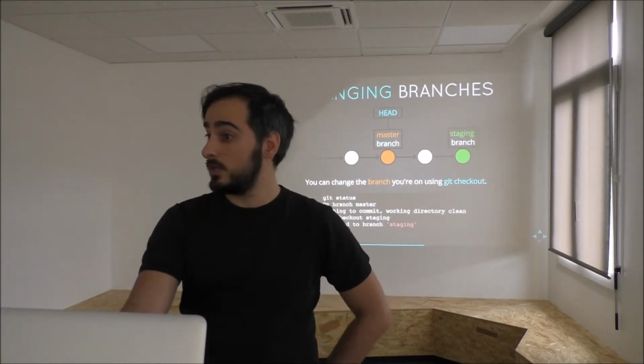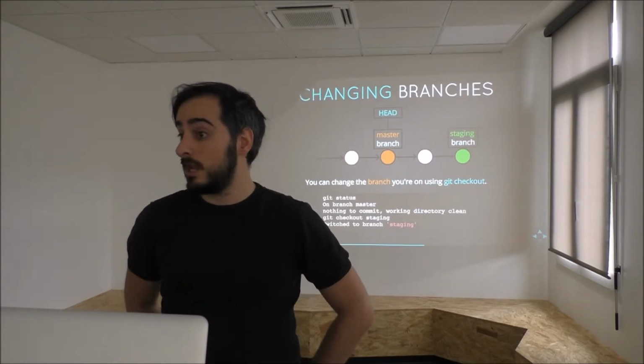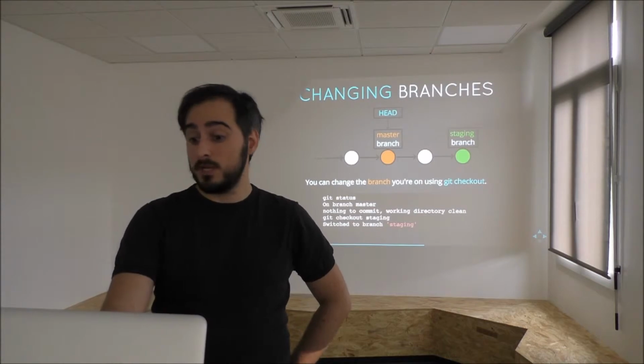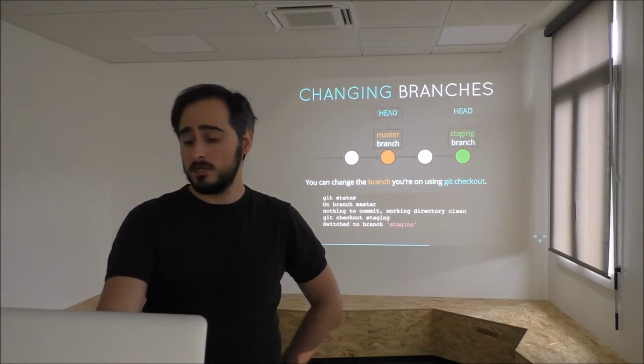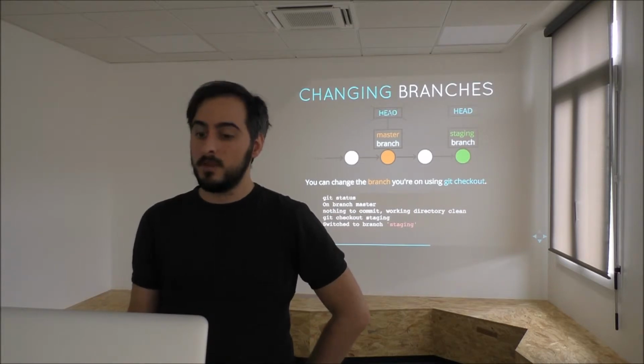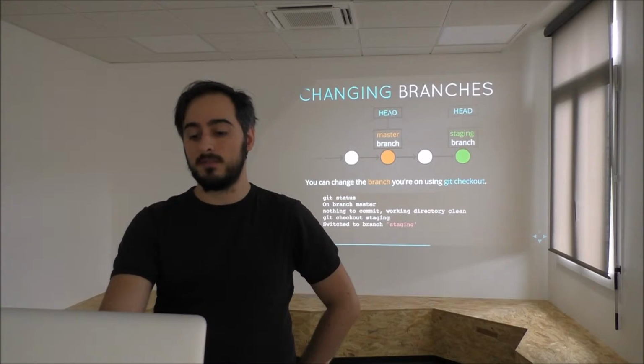I can also change branch. So I can change branch using git checkout. Suppose I am looking at the master branch right now and I want to go to the staging branch. I use git checkout and my HEAD pointer moves to the staging branch. And I'm right now looking at the green commit after that.